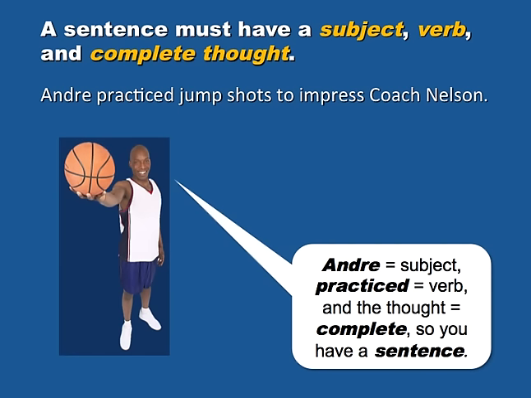So in order to be complete, a sentence must have three things. Here's your first blank on your note sheet. A sentence must have a verb, a subject, and a complete thought. Write those three things down. So for example, Andre practiced jump shots to impress Coach Nelson. The subject is Andre, the verb is practiced, and the complete thought is the sentence. He practiced jump shots in order to impress his coach. It is a complete thought. This is a sound sentence.